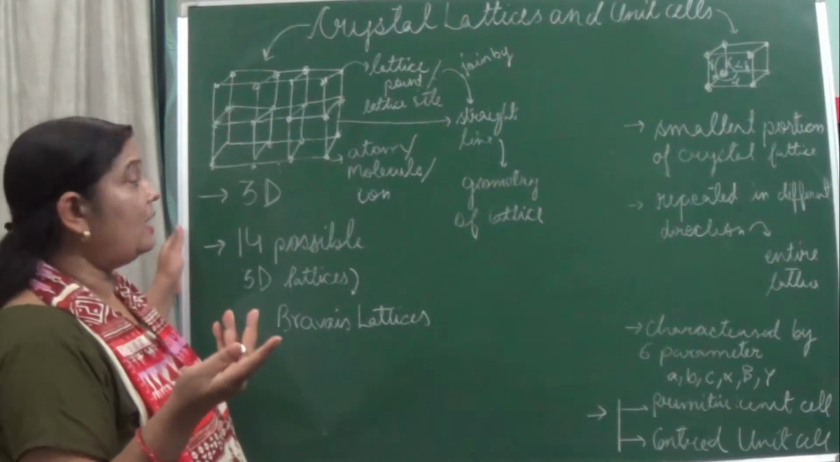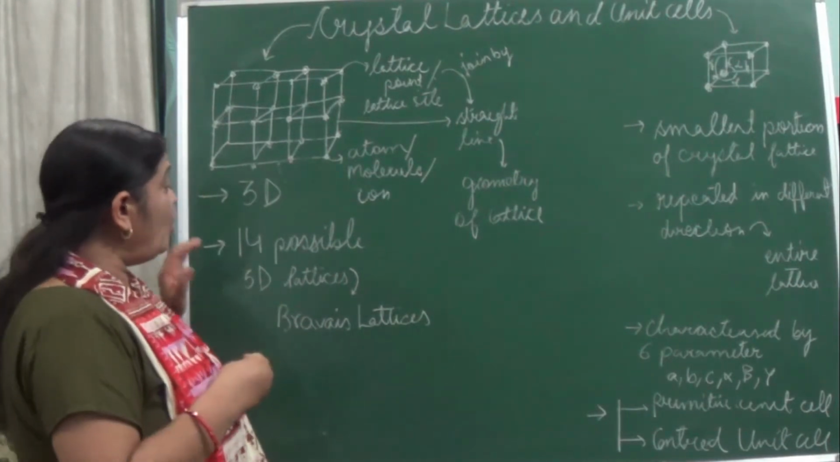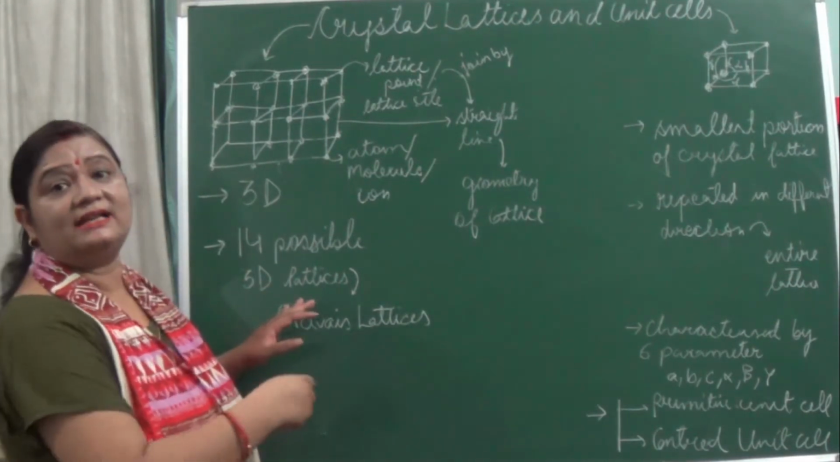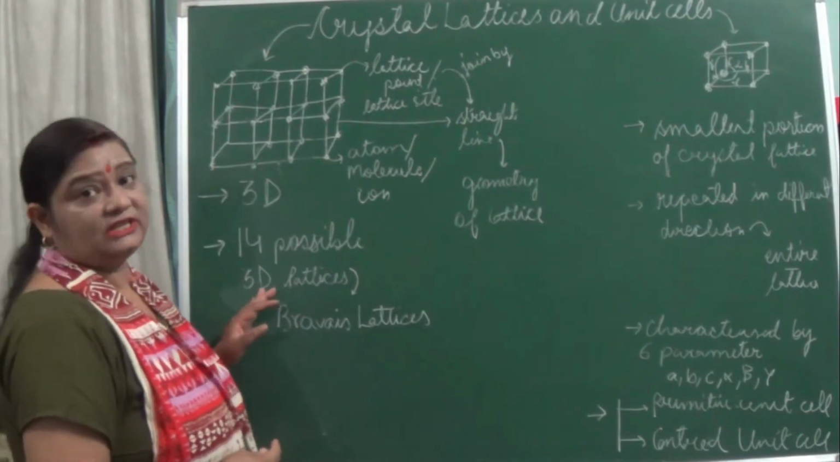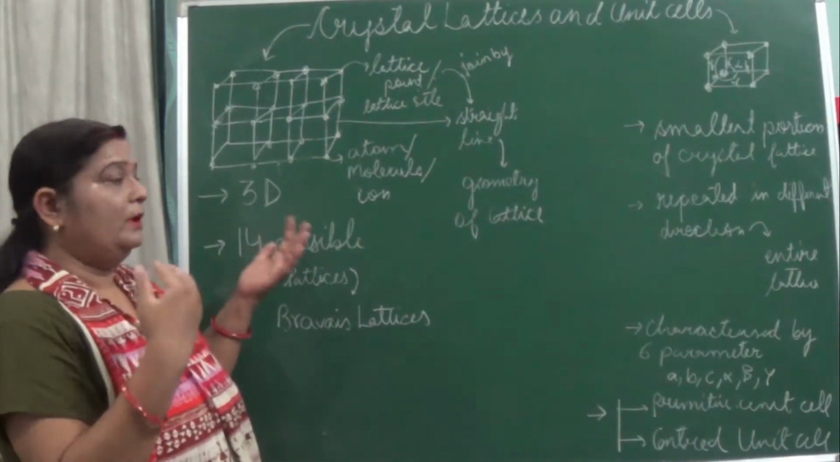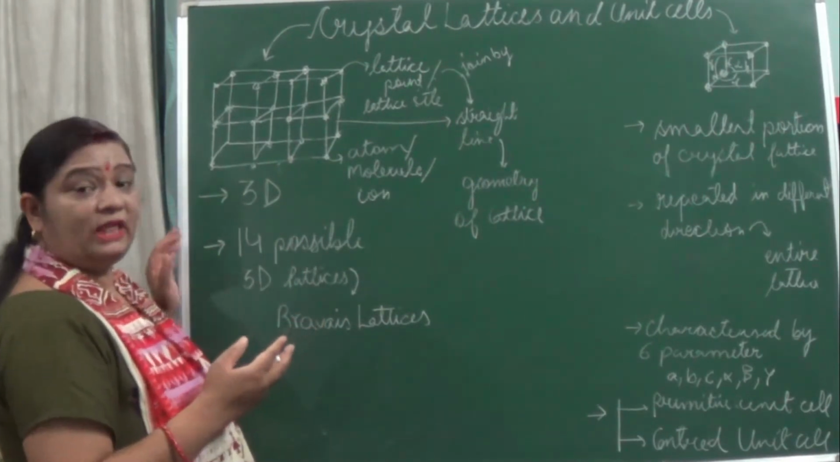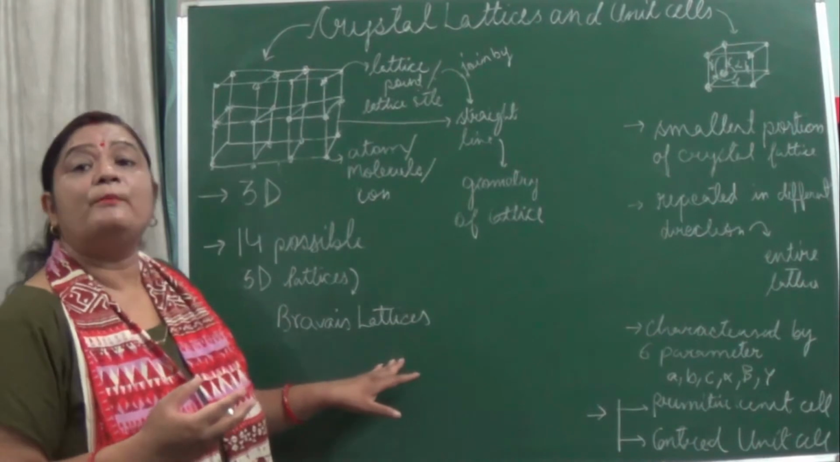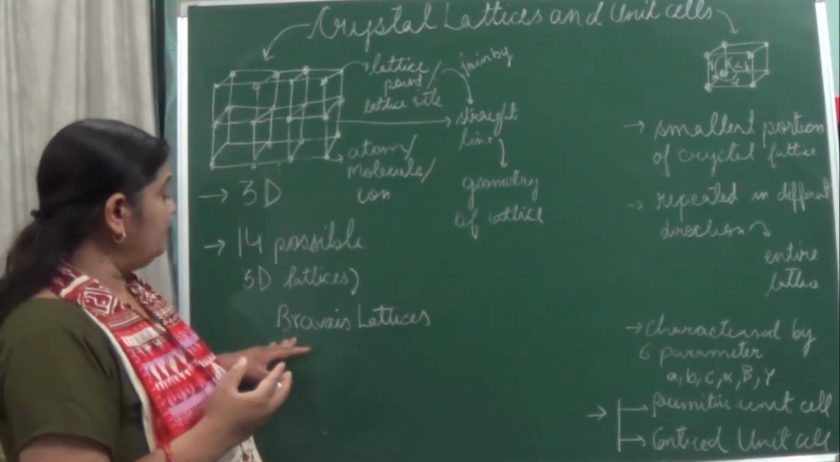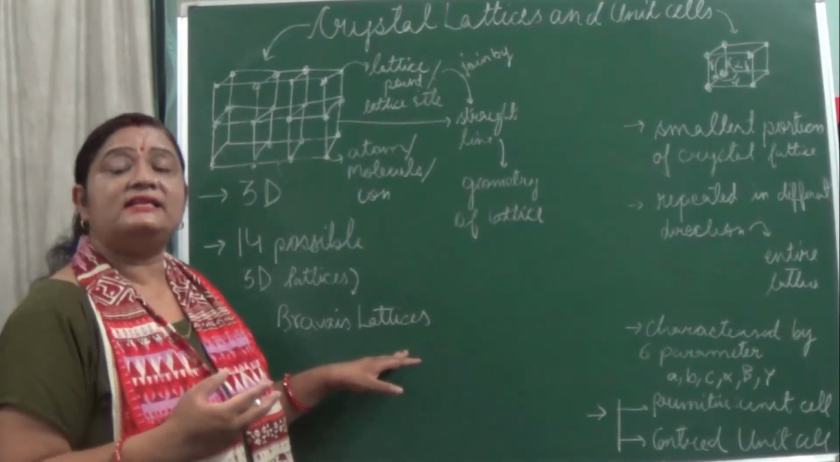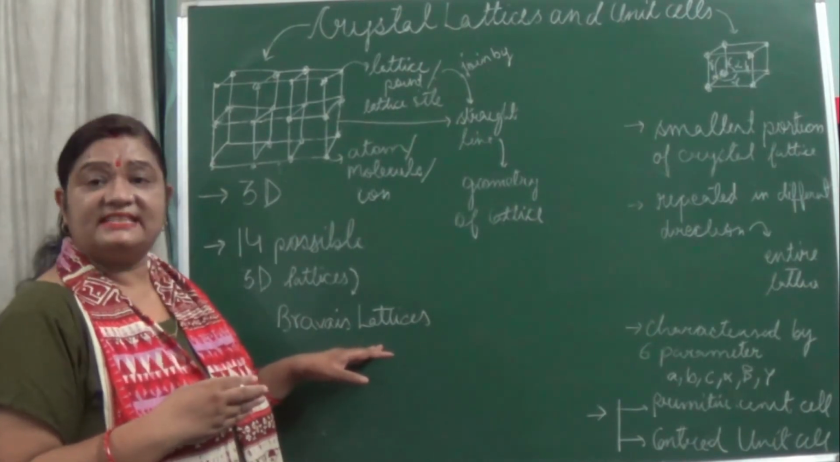Then how many three-dimensional structures? Only 14 possible three-dimensional lattices have been seen, which are different. Rest, there is no other; only 14 possible lattices are there, and those lattices are known as Bravais lattices. The figures of the Bravais lattices are clearly given in the NCERT book.